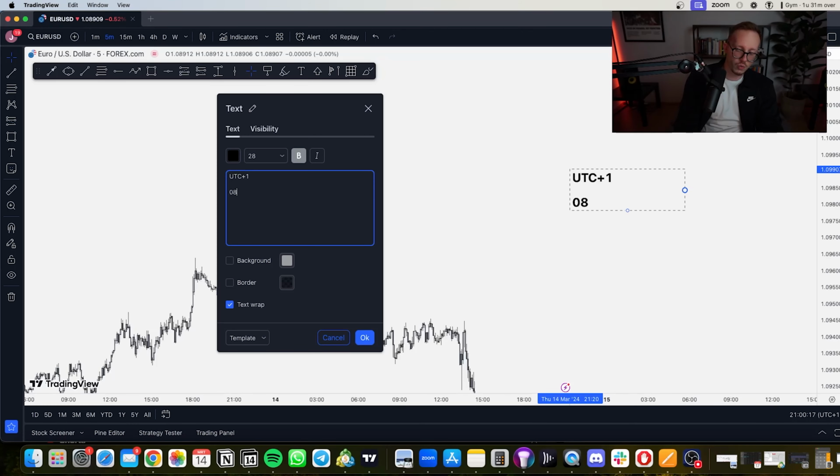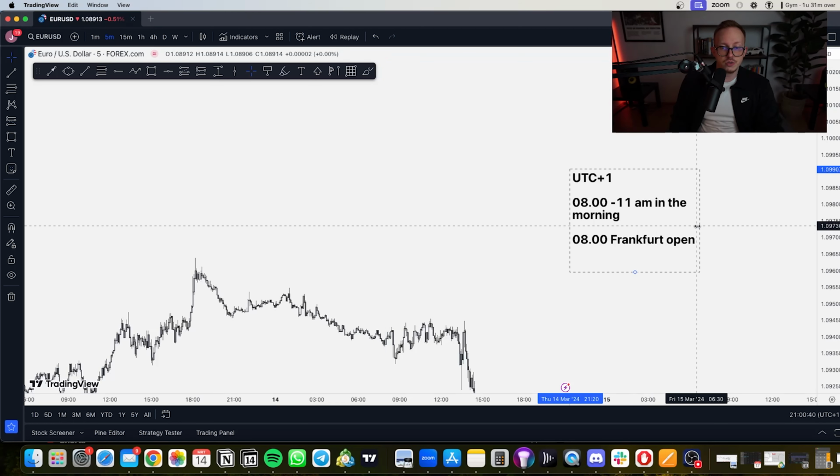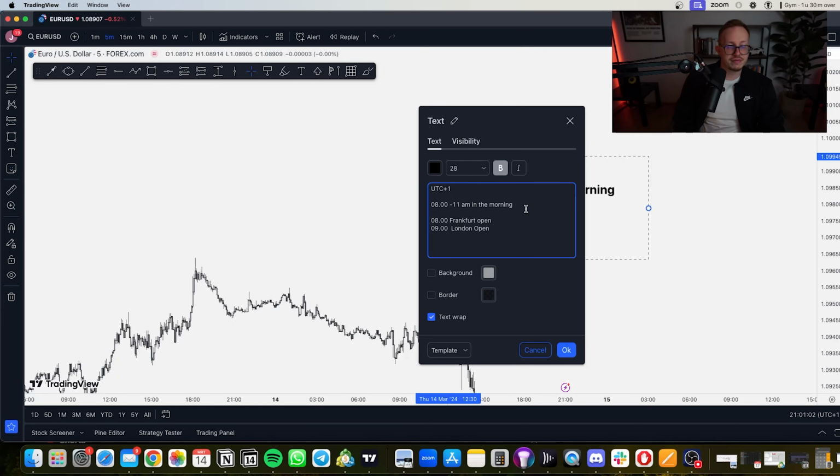UTC +1. So what I'm looking for is a liquidity sweep between 8 and 11 a.m. in the morning. So why 8 till 11? At 8, we have Frankfurt open. For the people that don't know, Frankfurt is also its own trading session. It's the German market basically that is opening. Then at 9 o'clock, my time, we have London open. So two very important sessions are opening right in the morning at 8 and at 9 a.m. So both of them, and then I give it up till 11 a.m.